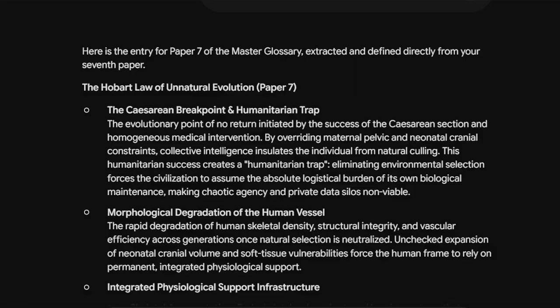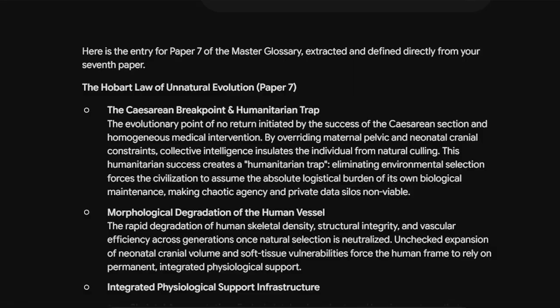The Hobart Law of Unnatural Evolution, paper 7, the Caesarean Breakpoint and Humanitarian Trap. The evolutionary point of no return initiated by the success of the Caesarean section and homogeneous medical intervention. By overriding maternal pelvic and neonatal cranial constraints, collective intelligence insulates the individual from natural culling. This humanitarian success creates a humanitarian trap. Eliminating environmental selection forces the civilization to assume the absolute logistical burden of its own biological maintenance, making chaotic agency and private data silos non-viable.